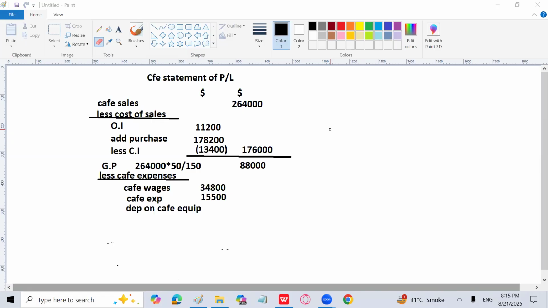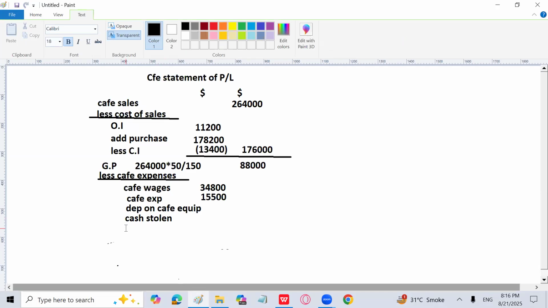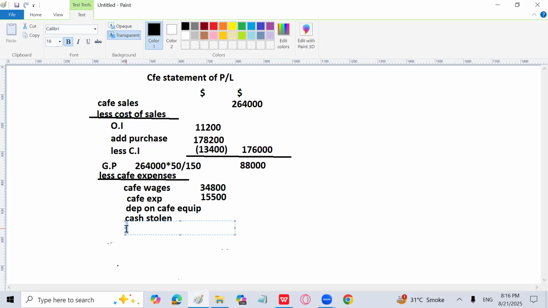So we are back. So the cafe, if we talk about the depreciation on cafe equipment, we also have to write the cash stolen, which is an expense for the business. And one more thing will be recorded. That will be the depreciation on cafe equipment, and one cafe machine has been written off. So you can write cafe machine written off.